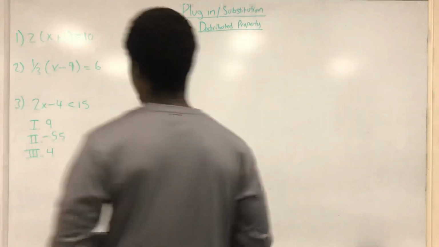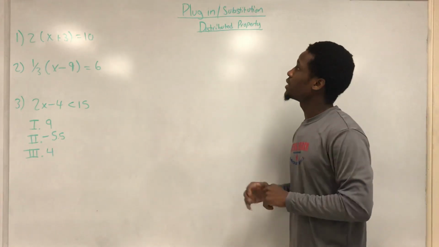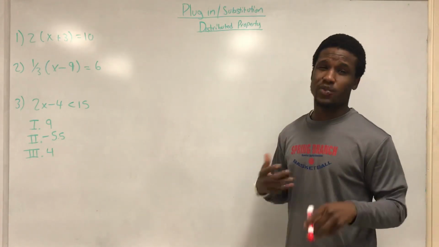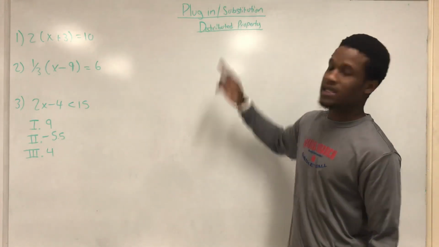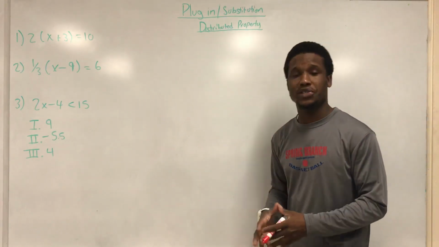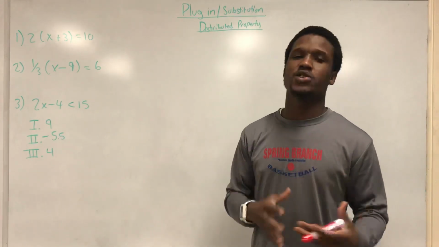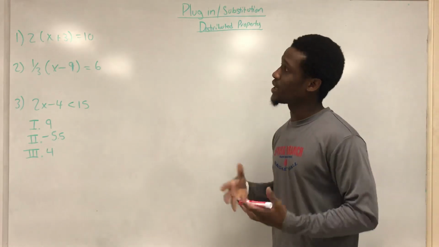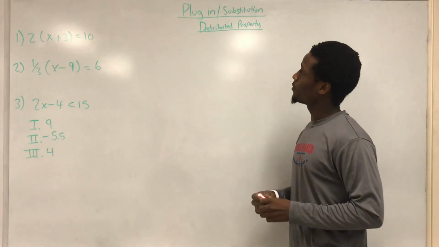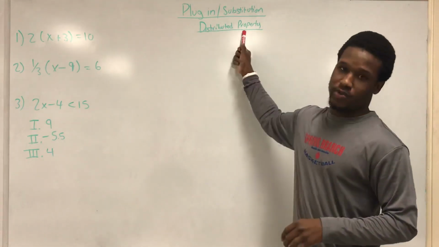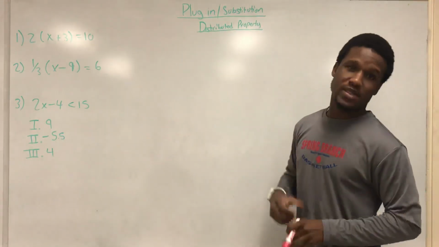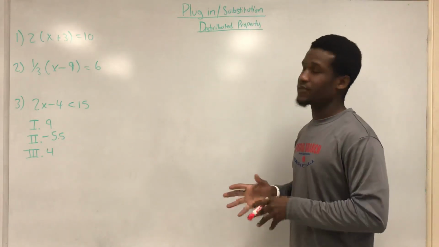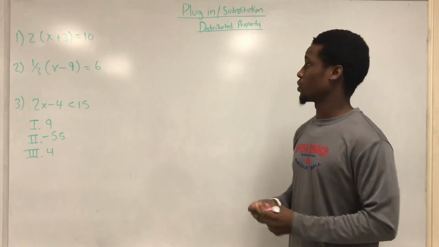Okay, so this is going to be the very last video of this unit, and it's basically about things that we should already know. So plugging in, or substitution, we use that in order to check to make sure that our equation or inequality is correct, and make sure we have the right value for our variable. And then lastly, the distributive property. We learned the distributive property in 6th grade, but it seems like some people did forget, so I'm just going to go over that again really quick, okay?